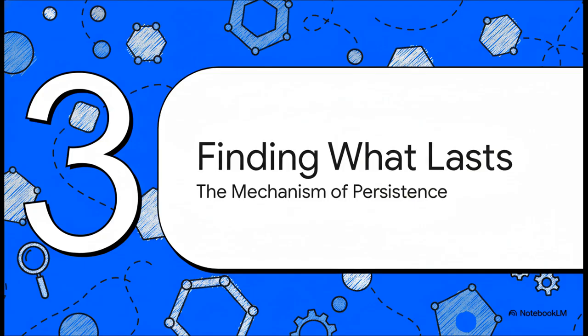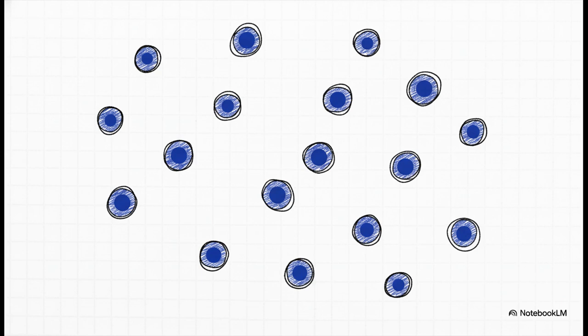Okay, but that last step is everything, right? I mean, how do we know which of these shapes are real patterns and which are just random noise? This is where the absolute genius of TDA comes in. It's an idea called persistence. The best way to get this is to picture it.